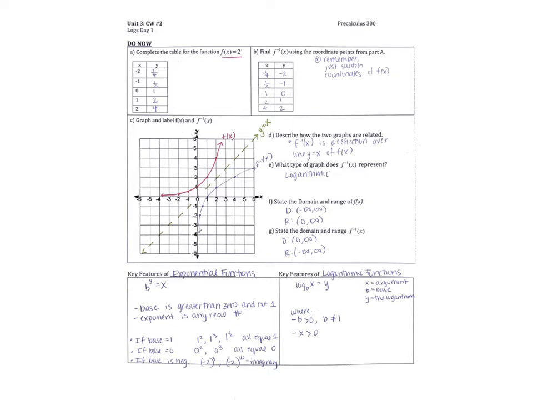So you were supposed to graph and label f of x and the inverse function. So part D says describe how the two graphs are related. So just by looking at it, and if you recall what we did in the previous unit of functions, the inverse function is just a reflection over the line y equals x. So now, looking at the graph, what type of graph does the inverse function represent? So if we know that f of x is an exponential function, then the inverse function represents a logarithmic function, okay? And then we're just asking you to state the domain and range of the function and the inverse function.